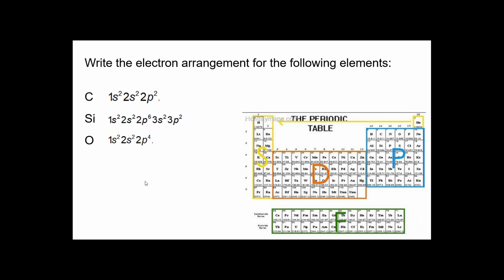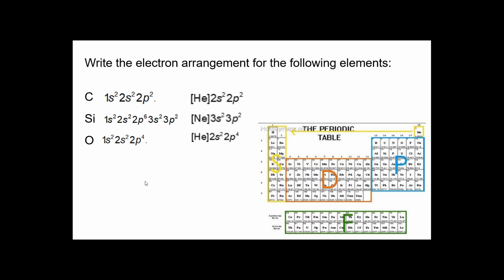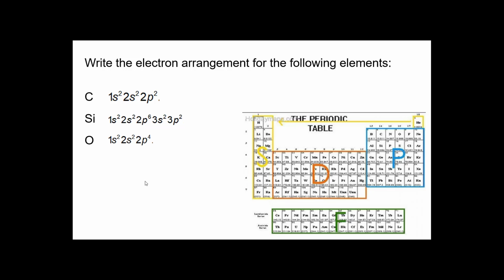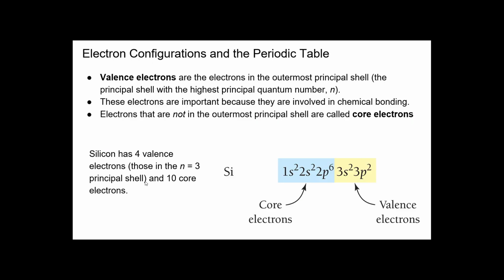Write the electron configuration for the following elements. I don't know what happened there. It repeated, I don't know. This is the same thing. This slide shouldn't be there.